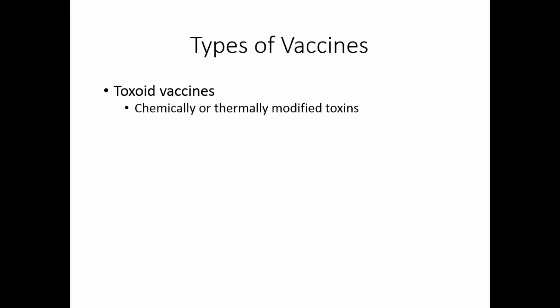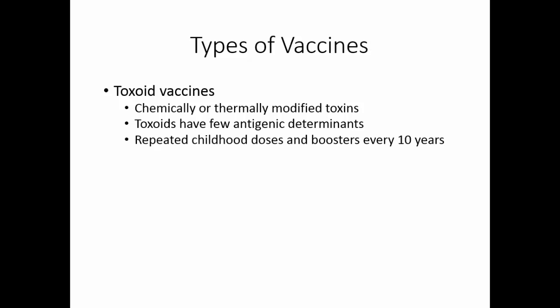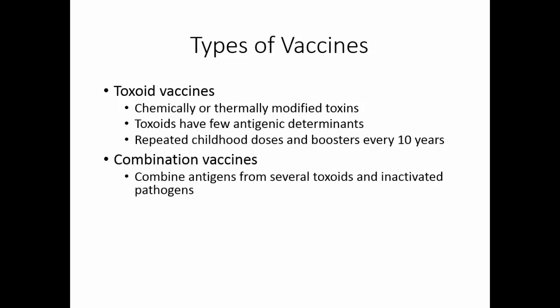Toxoid vaccines are chemically or thermally modified toxins. Toxoids have very few antigenic determinants, so when you're giving a toxoid vaccine, usually you have to have repeated doses. So you have several doses in childhood and then boosters every 10 years or so. In combination vaccines, they combine antigens from several different toxoids and from inactivated pathogens. The MMR and the DPT are examples of combination vaccines. They now have Pentacel, which is diphtheria, pertussis, tetanus, polio, and Haemophilus.